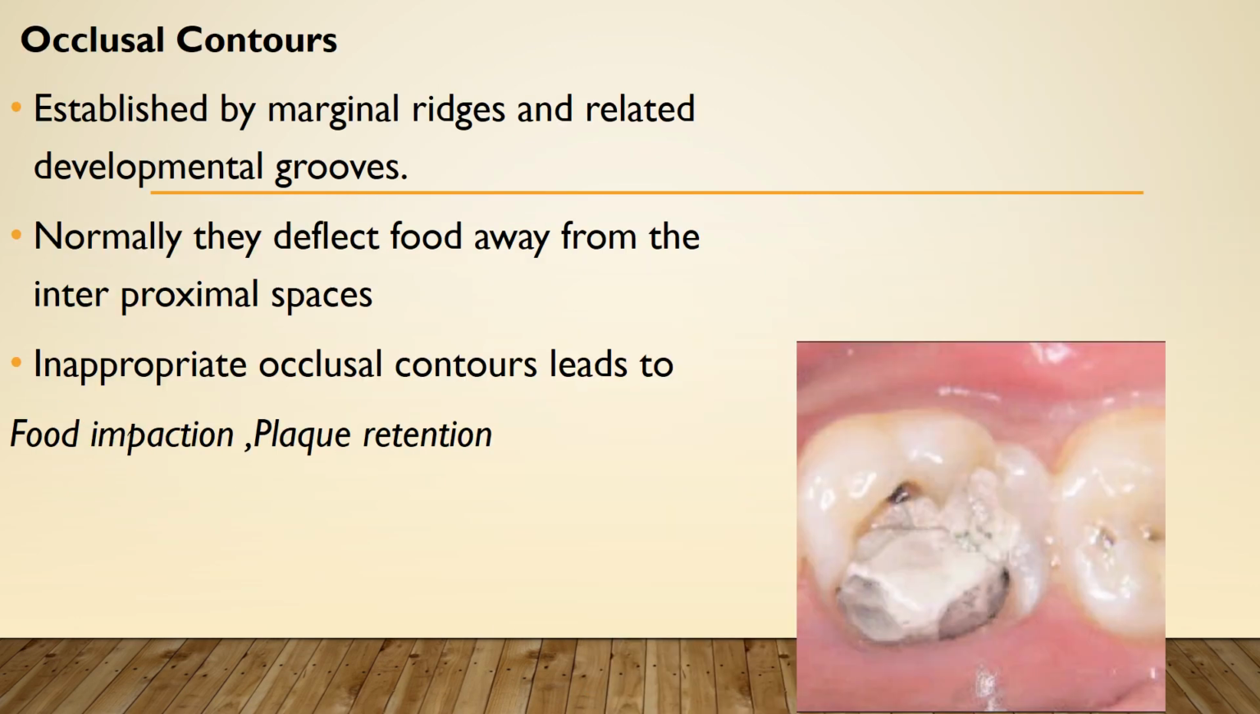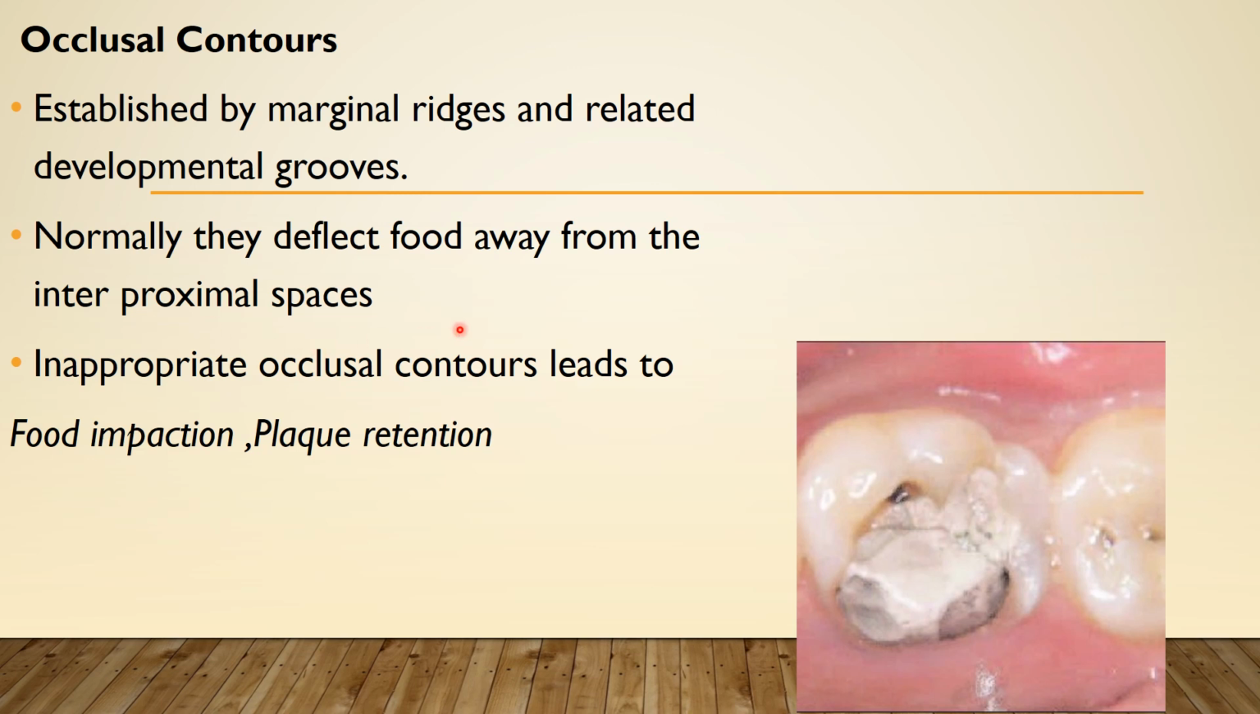Coming to the next one, the occlusal contours. They are established by marginal ridges and related developmental grooves. If the marginal ridges and developmental grooves are proper, they will always deflect the food and will not allow it to be retained. So normally they deflect food away from the interproximal spaces.